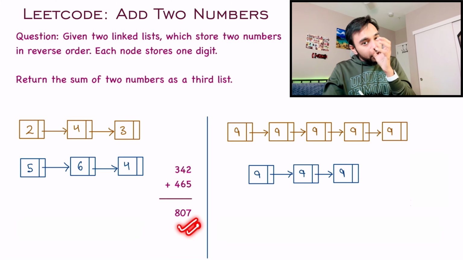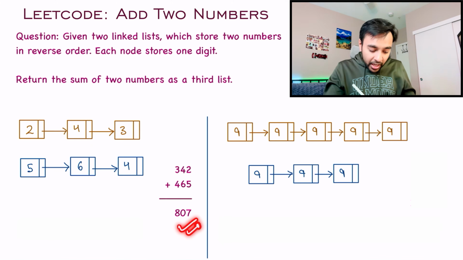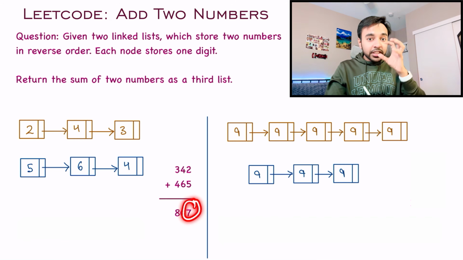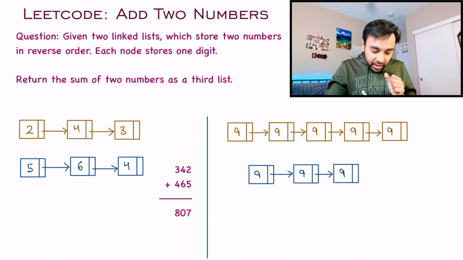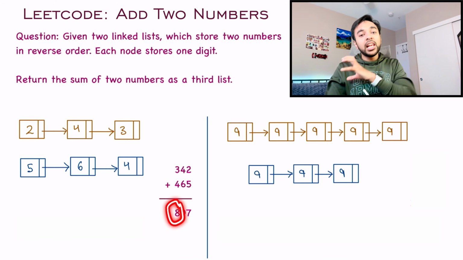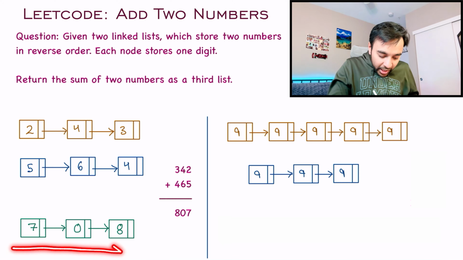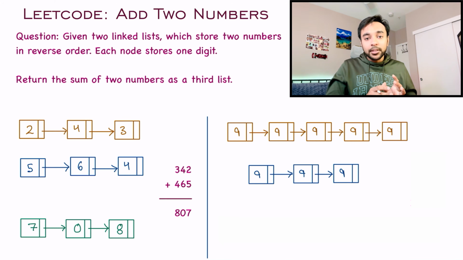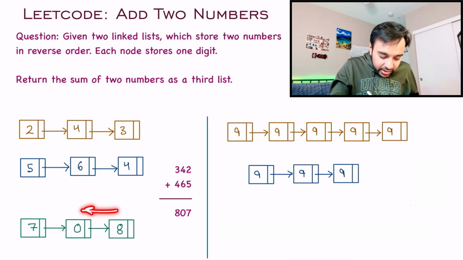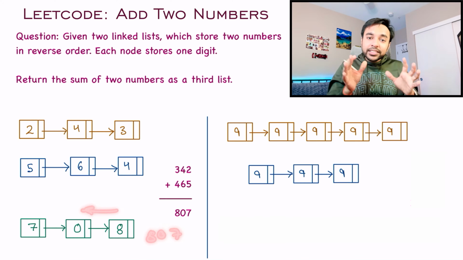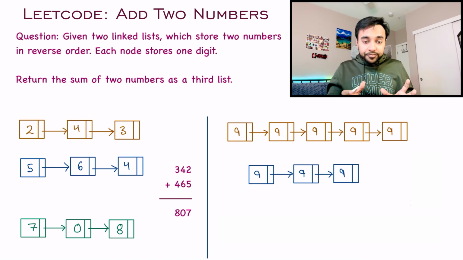Now you have to return this result in the same format. So this digit 7, this should be the first node. The digit 0, this will be the second node. And then the digit 8, this will be the last node. So for this particular test case, 7, 0, 8, this list will be your answer. You can see that when you read it in the reverse direction, 807, this is in fact your answer, right?